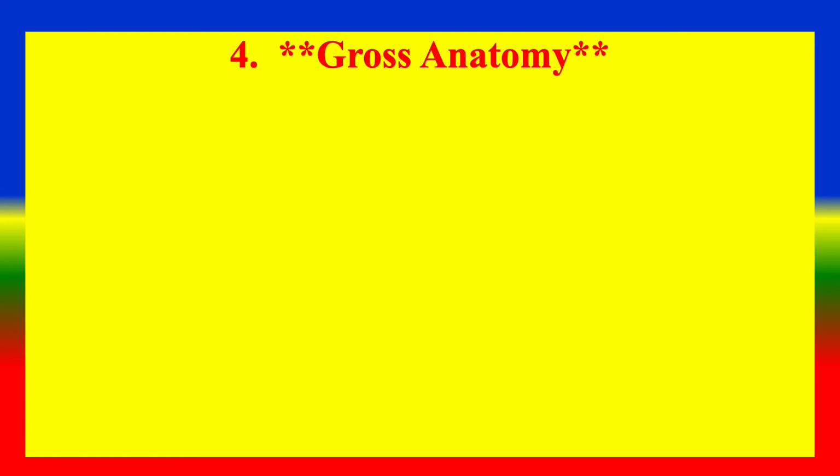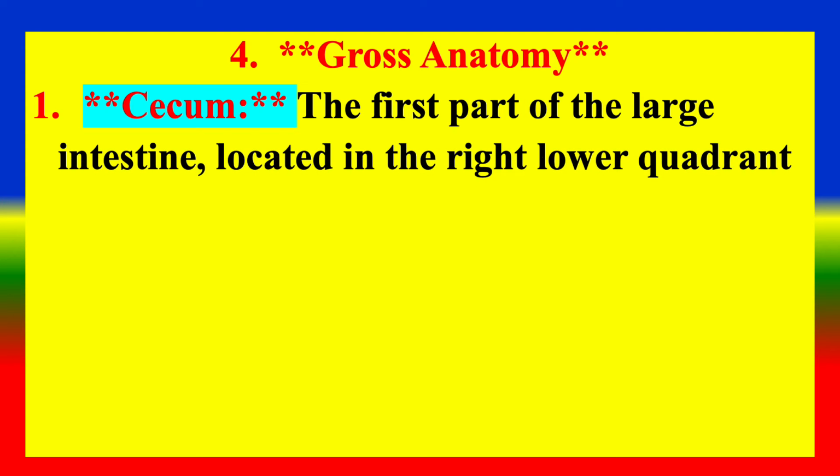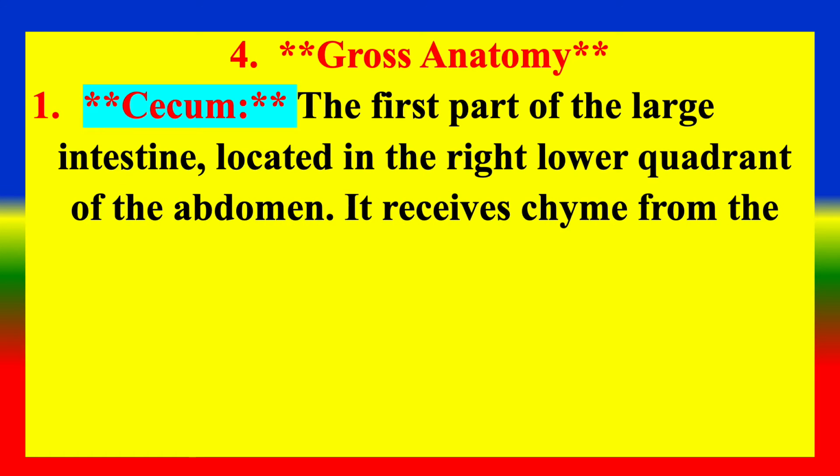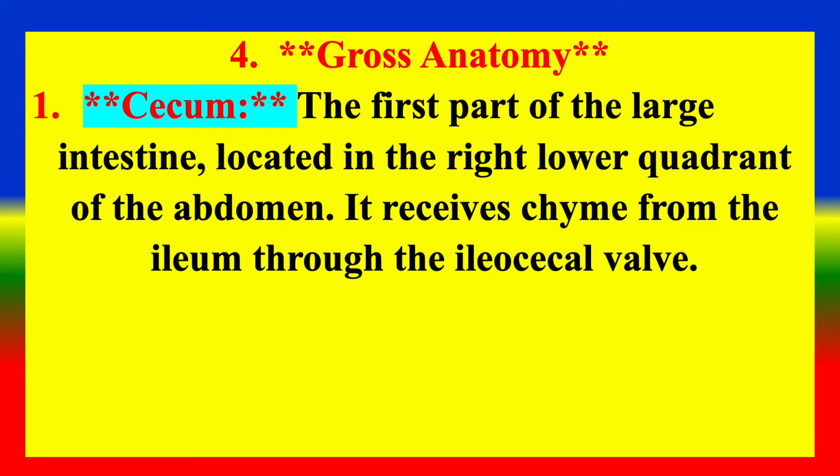Four, gross anatomy. One, caecum, the first part of the large intestine, located in the right lower quadrant of the abdomen. It receives chyme from the ileum through the ileocecal valve.